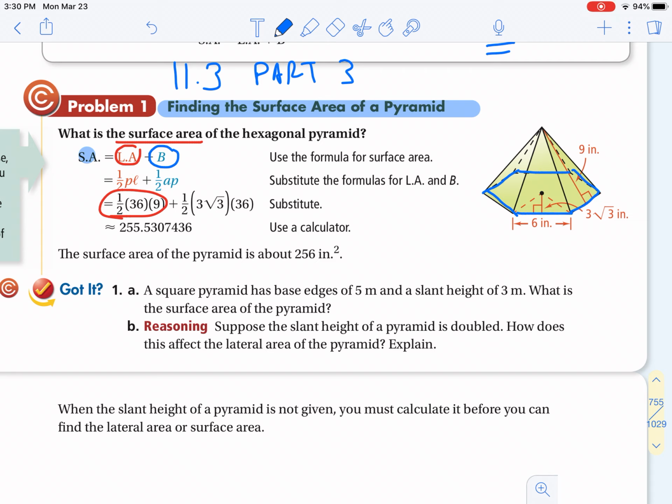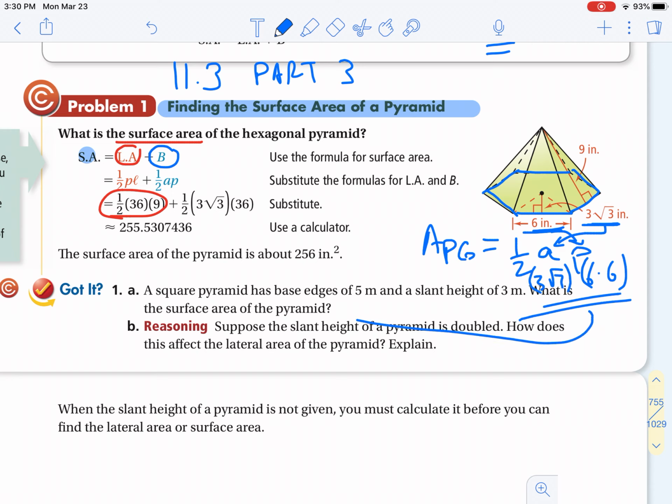If you guys recall from before, how do you find the area of a polygon? That area is half times the apothem times the perimeter. So here they were nice to you. We didn't have to go through this. They actually just gave it to you. So 3 rad 3, that's our apothem. Perimeter is the same thing, 6 times 6. And that's 3 rad 3 there. I know that's super messy and I apologize, but if you take a look at this information, it is all right there for you. So that's the base.